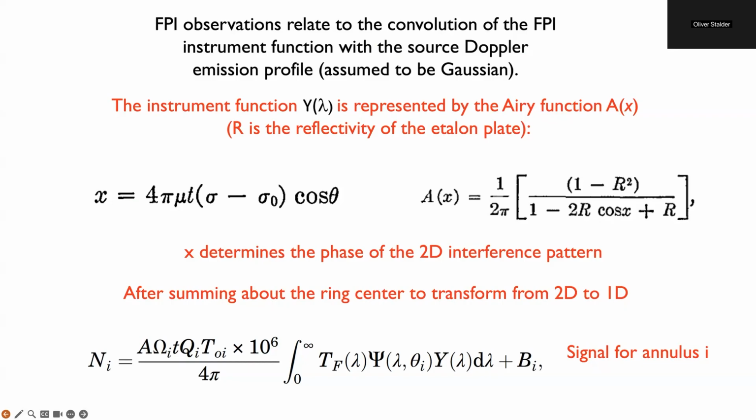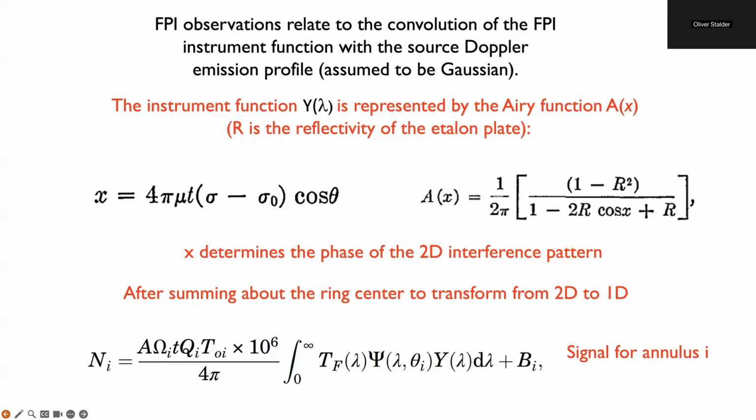After you sum around the ring center to transform from 2D to 1D, you have this relationship at the bottom, with the pixel count N_i being a function of the area of the etalon, the field of view omega_i, the time of integration T, the quantum efficiency Q_i, and the transmission of the objective and the filter. Then within the integrand, you have Y being the source function of the sky signal in terms of the speed of the atom moving away from you or toward you. The big phi there, a function of lambda and theta_i, represents the instrument function, and T represents the transmission of the filter.